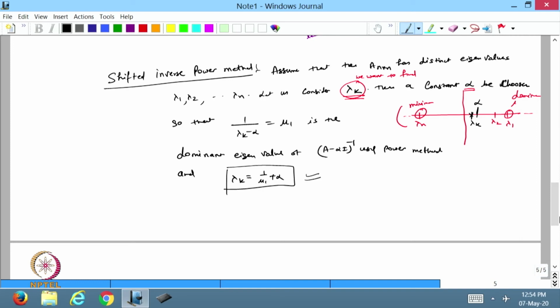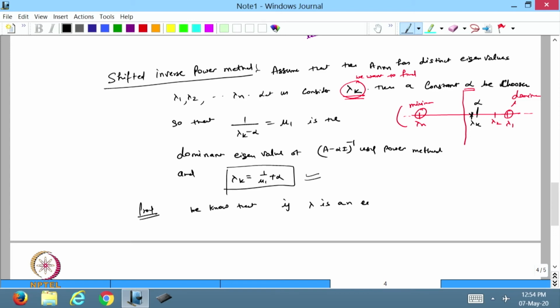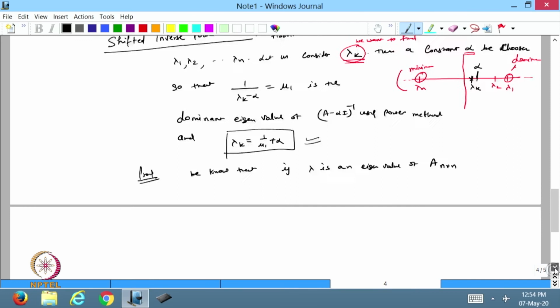Okay. So, this is the explanation, and now the proof. We know that if lambda is an eigenvalue of matrix A, then I can write A x is equal to lambda x, where x is the corresponding eigenvector and x is not equal to 0.